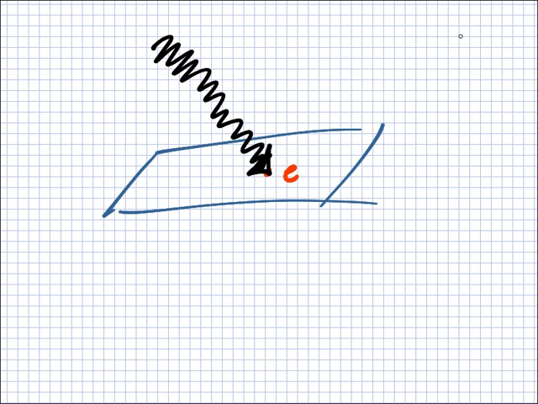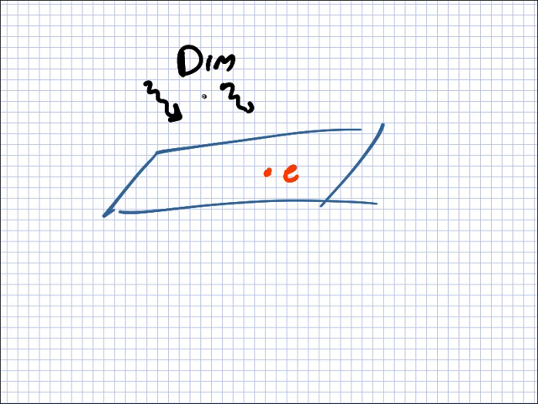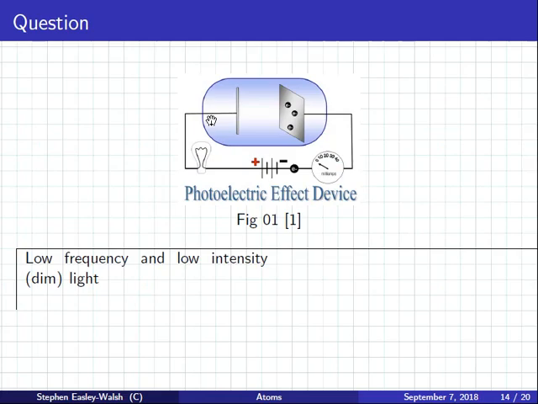And dim light just means there are not so many photons. It's not as bright. There are fewer photons. Okay, let's try and figure this out together. There's low frequency and low intensity. So does that mean there will be many electrons freed or not many electrons freed? Not many freed. And what about the kinetic energy of the electrons? Will it be high or low? It'll be low because it's low frequency, meaning it didn't give much extra energy to the electrons. So low frequency and low intensity means some freed electrons, but low kinetic energy.